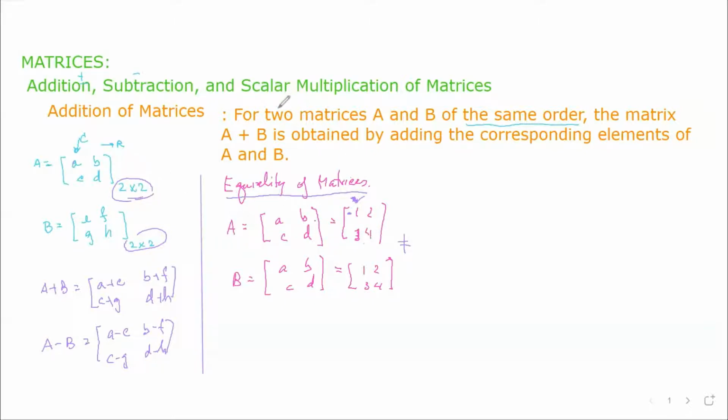Now you can see from the definition of addition that two matrices A and B must have the same order. The matrix A plus B is obtained by adding the corresponding elements of A and B, meaning each element like A, B, C, D. If you want to subtract, it's the same thing: we use this definition but subtract instead, so addition becomes subtraction.